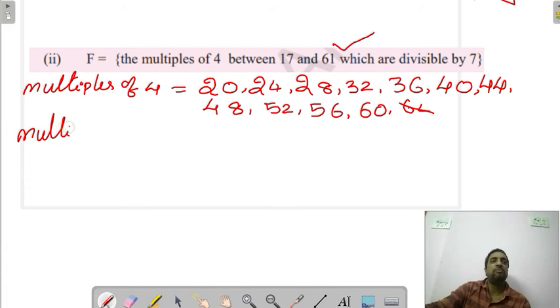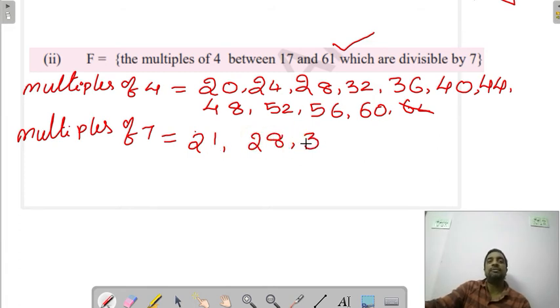So multiples of 7. 7 ones are 7, but we need more than 17. 7 twos are 14, which is less than 17. 7 threes are 21. 21 plus 7 is 28. 28 plus 7 is 35. 35 plus 7 is 42. Why am I adding 7?